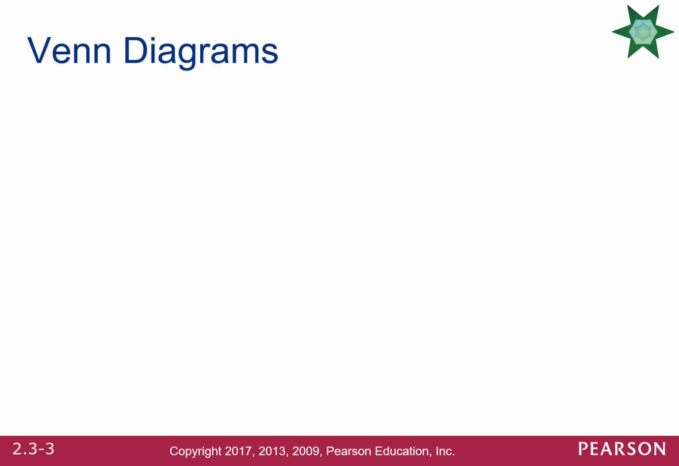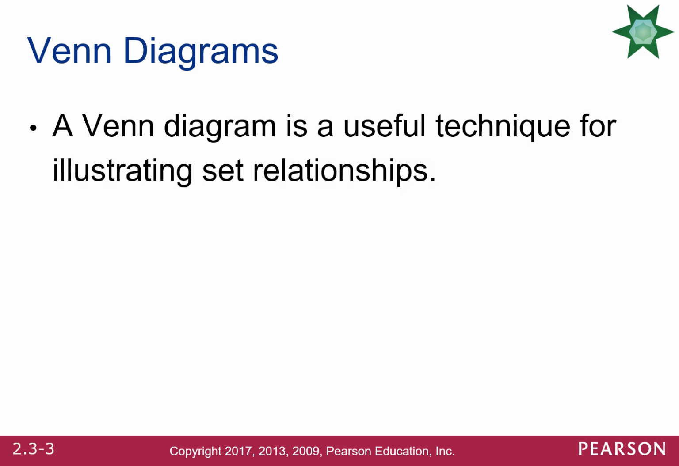So as we said before, a Venn diagram is a graphical representation of two or more sets which help us to determine how the sets relate to each other. So here it says a Venn diagram is a useful technique for illustrating set relationships, and it's a technique of using circles to represent sets. So we will see that as we go on.